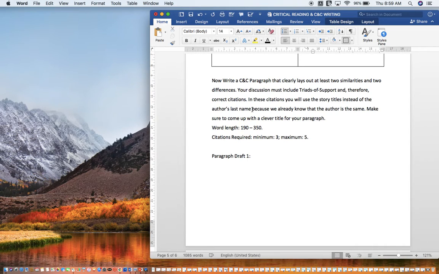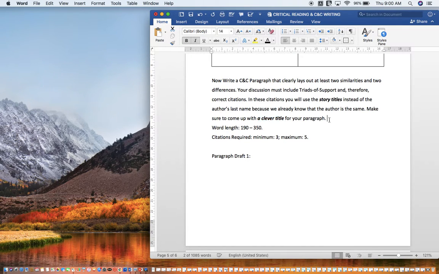Now, here's the tricky part. Because both of these short stories are written by the same guy, that Rick Bayer, instead of using Bayer, the author's name, you will use the story titles in place of the author's name. So this is a bit of a tricky one. I'm throwing a bit of a curveball at you here, but I want to see if you can manage to work within this new kind of shift. So instead of the author's last name, because we already know that the author is the same for both those stories, make sure to come up with a clever title. So that's another little tip here that I'm throwing out for you.